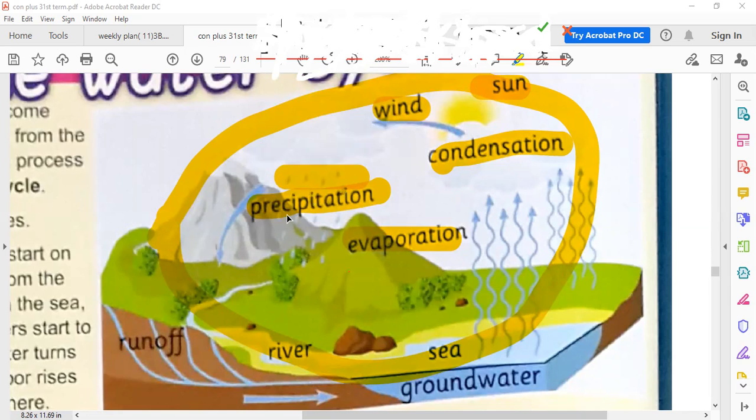Precipitation. Precipitation. Yes. Runoff. River goes to the sea. Yes. And evaporation. Excellent. And condensation. Excellent. And goes to the cloud. Yes. Wind. Yes. And precipitation. Excellent. That's right.